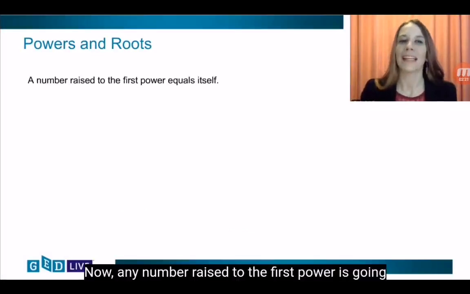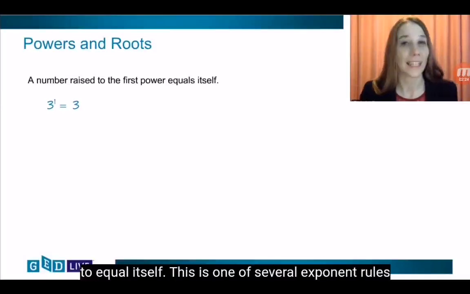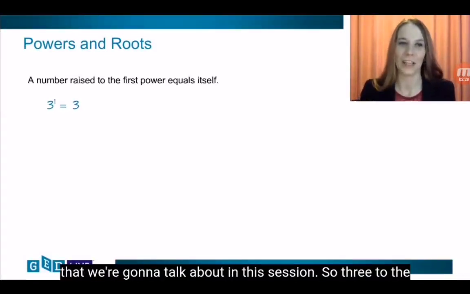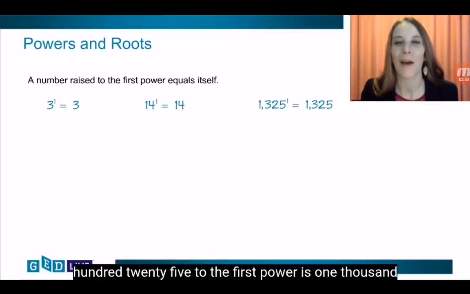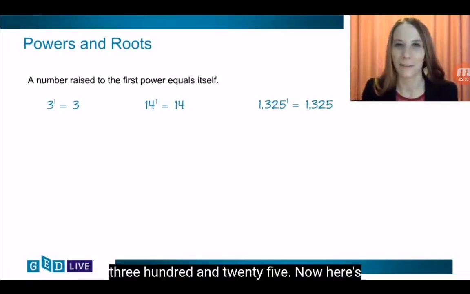Now, any number raised to the first power is going to equal itself. This is one of several exponent rules that we're going to talk about in this session. So 3 to the first power is 3, 14 to the first power is 14, 125 to the first power is 125.